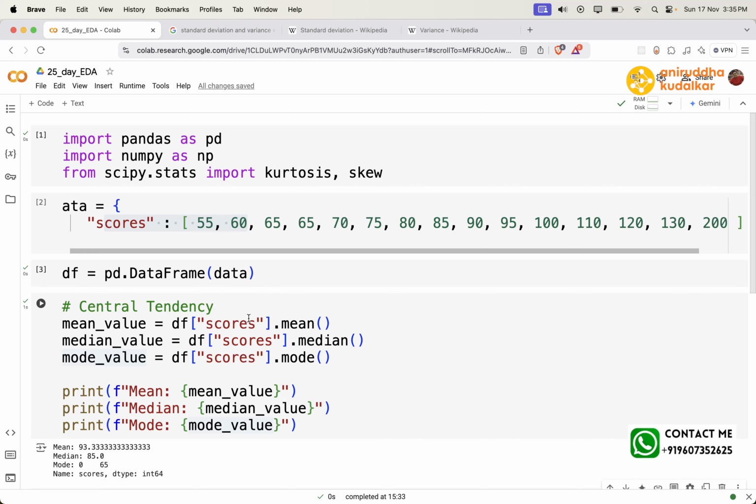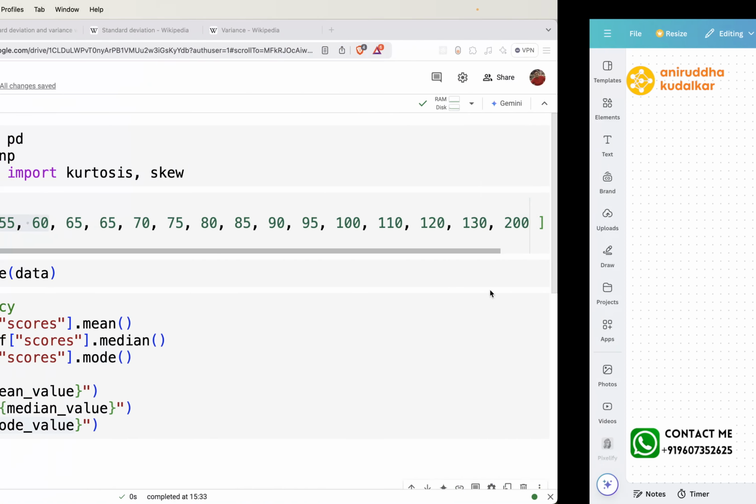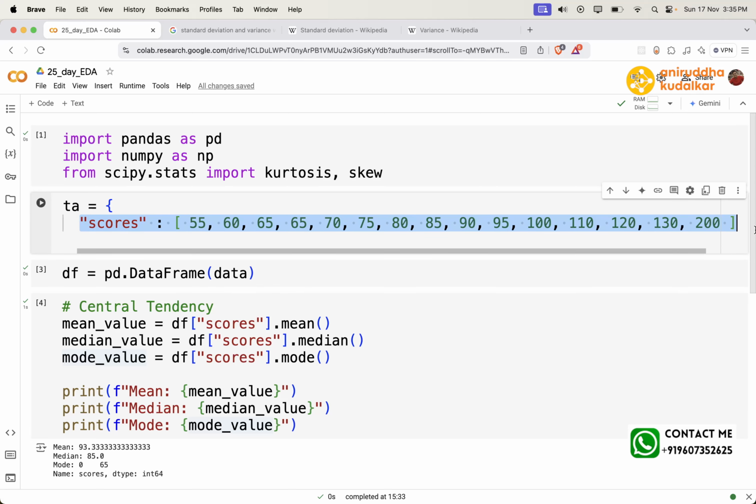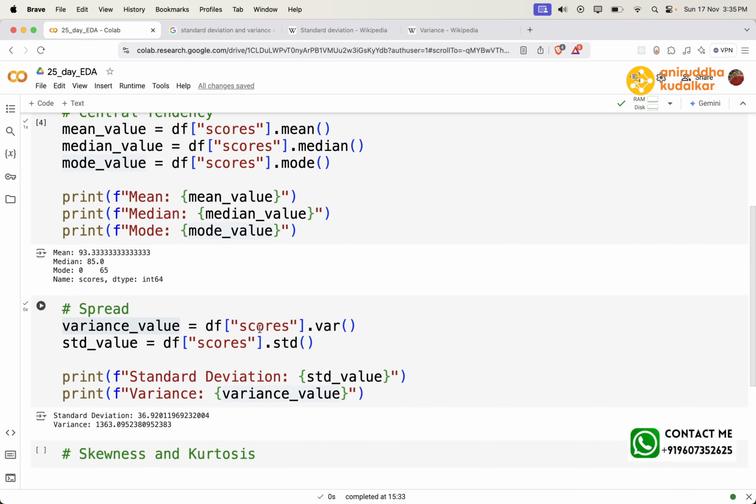So whenever you are performing EDA, the first step is univariate analysis. What is univariate? Coming to a conclusion about how values are spread. So, standard deviation and variance. Here, the standard deviation is 36 and the variance is 1363.